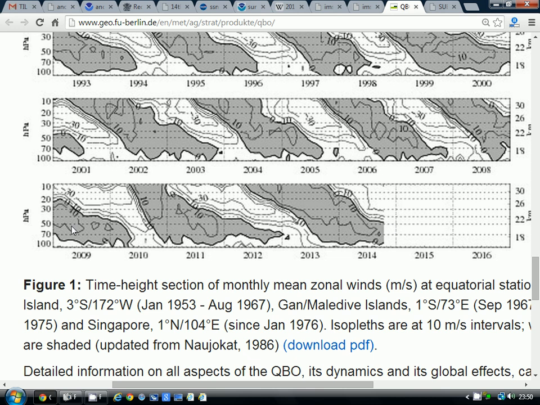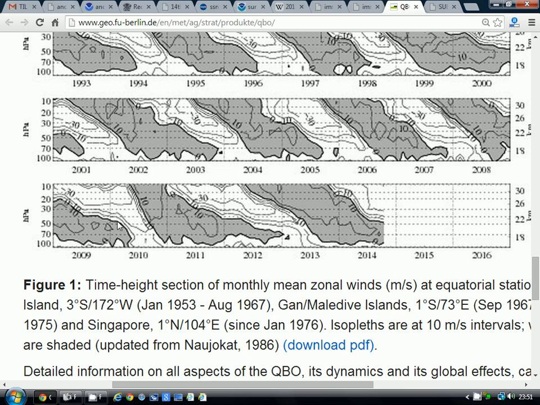By the way, when you get to 50 HPA, which is that area just there, what you're looking at here, I'll just very quickly explain it. 10 HPA, 20 HPA, 30 HPA, and so on down to 100. This is the atmosphere basically. So at 10 HPA, you're right at the very top of the atmosphere in the stratosphere, whereas at 100, you're virtually down on the surface.